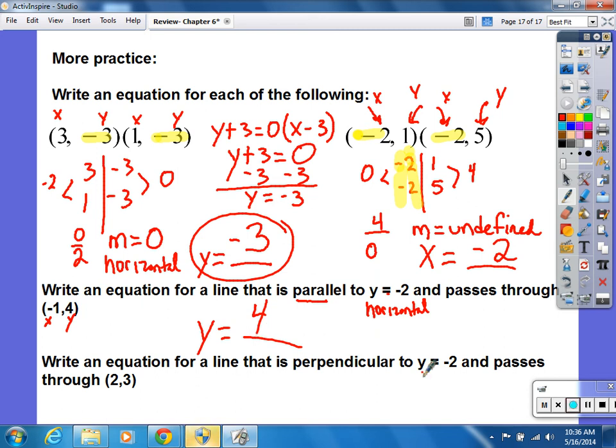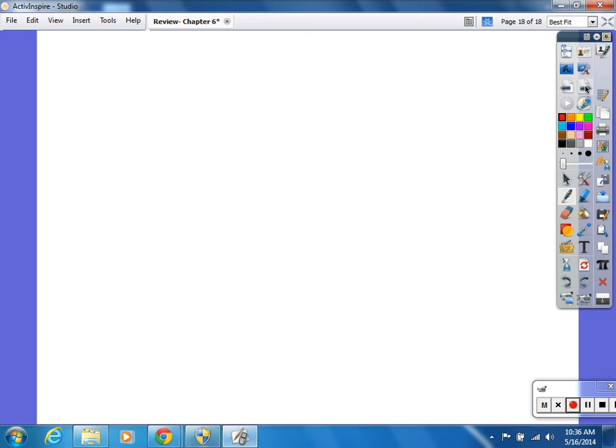All right, same kind of problem. I know that y equals 2 is horizontal, but I'm looking for a line that's perpendicular. So I need to write an equation for a vertical line. I know that the equation for a vertical line is x equals something. I look back to my points. There's an x, there's a y. What is x equal to? X equals 2.